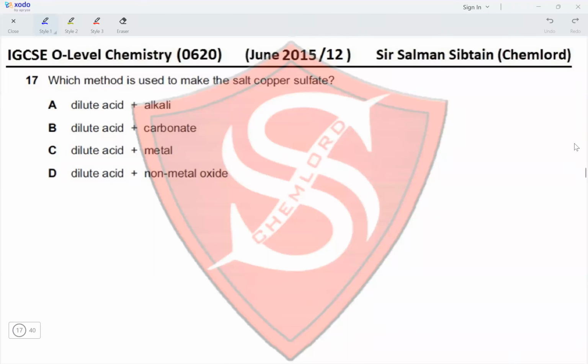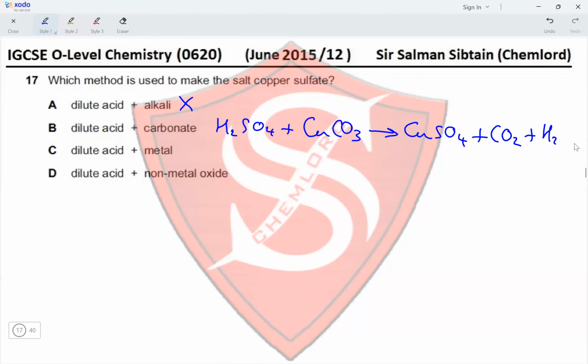Question 17. Which method is used to make the salt copper sulfate? We use dilute acid plus alkali. No, that is not how you make copper sulfate. We use dilute acid plus carbonate. Yes, we use H2SO4 plus CuCO3. This would form CuSO4 plus CO2 plus H2O. So this is how copper sulfate will form.